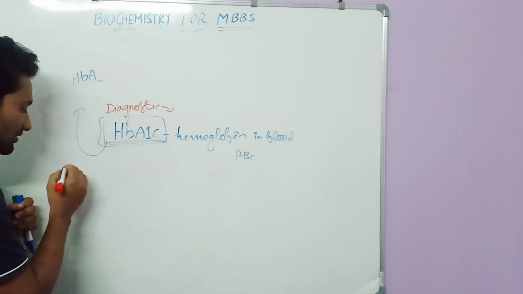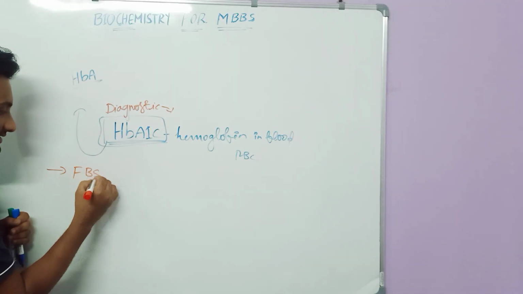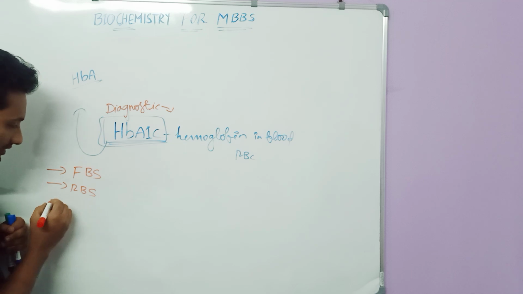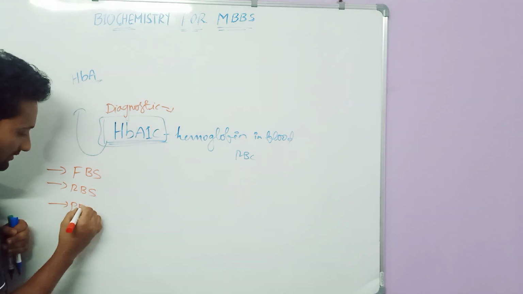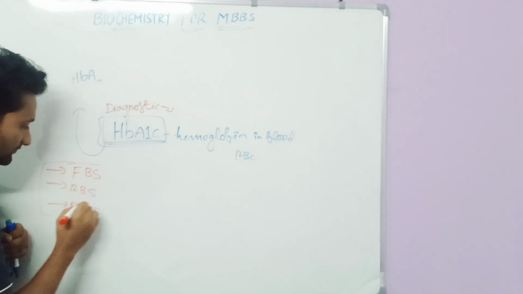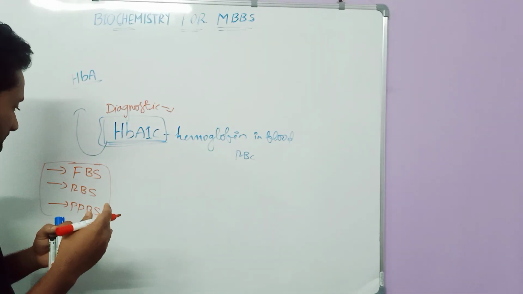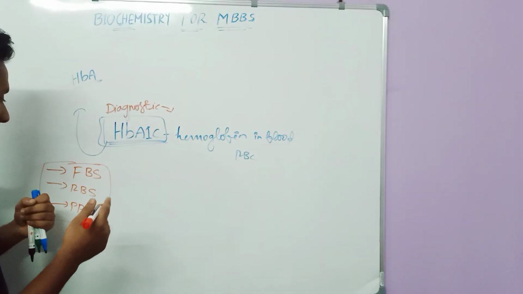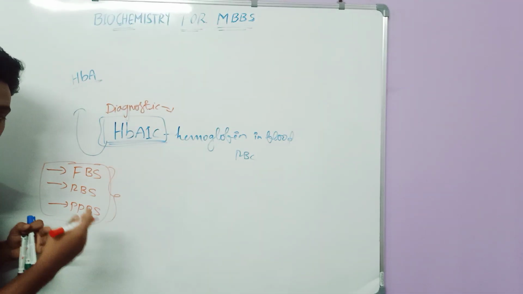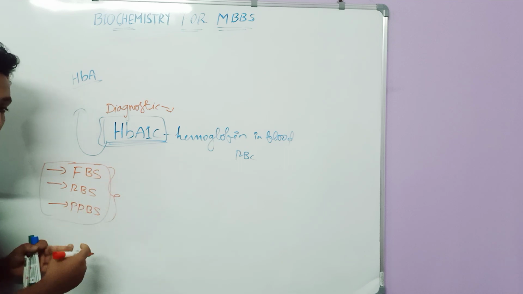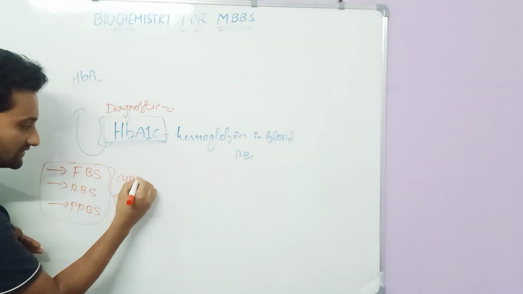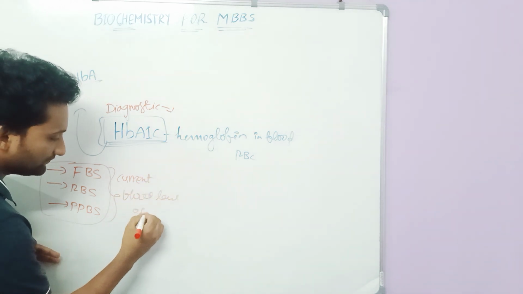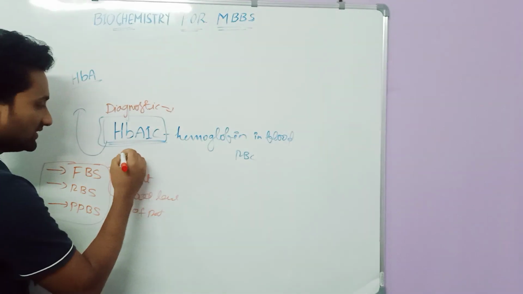to diagnose diabetic patients, called FBS, which is fasting blood sugar, the next one is random blood sugar, and also postprandial blood sugar. These three are also diagnostic tests for diabetic patients. But if we estimate these three values, they will tell us only about the current blood glucose levels of the patient. But what about HbA1c?